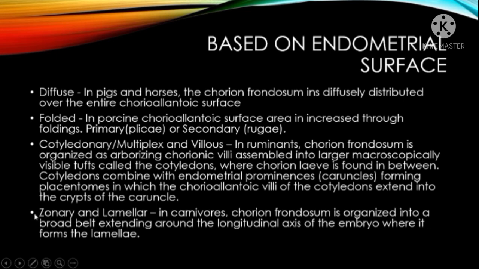Fourth is the zonary and lamellar. In carnivores, the chorion frondosum is organized into a broad belt extending around the longitudinal axis of the embryo, where it forms the lamellae.